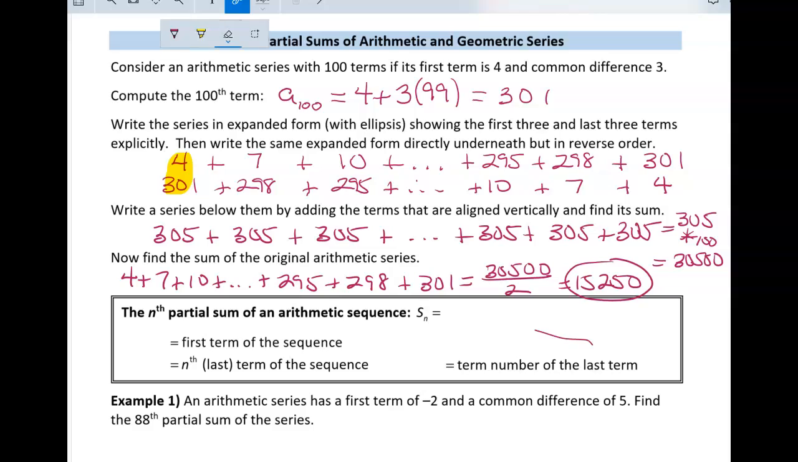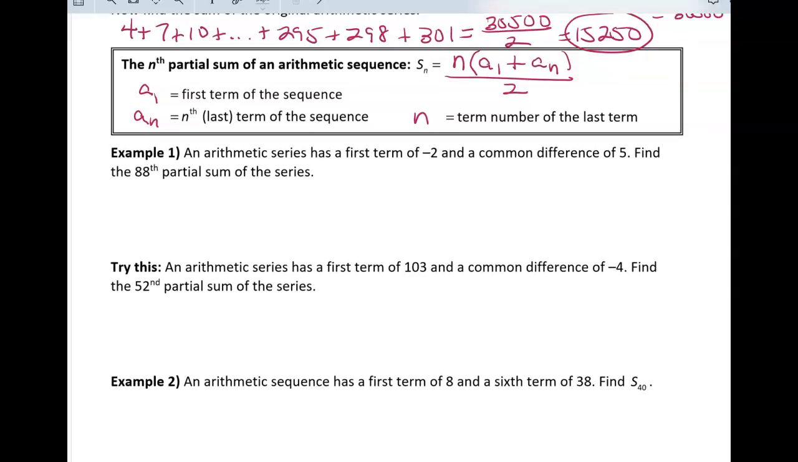All right, this suggests the sum formula for an arithmetic sequence. So if I want S sub n, which means I want the sum of n terms, that is n, the number of terms, times the first term plus the last term, over 2, where a sub 1 is the first term, a sub n is the nth or last term, and n is the term number of the last term, or the number of terms that we want to add together.